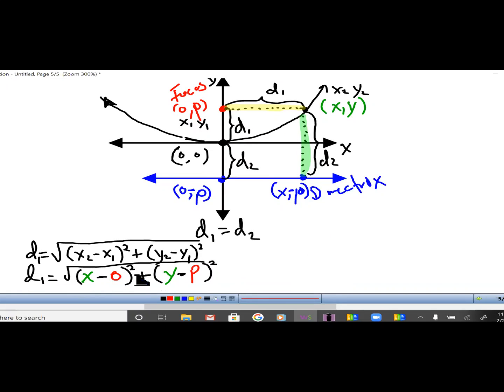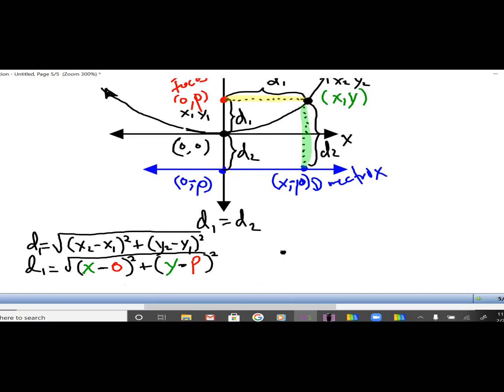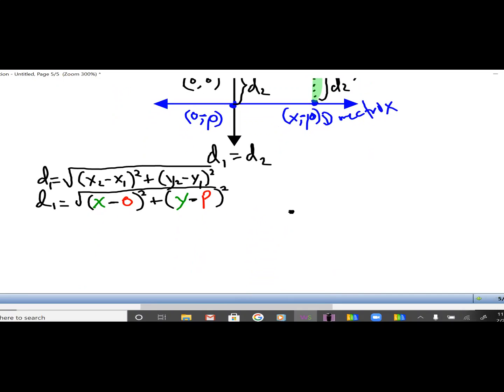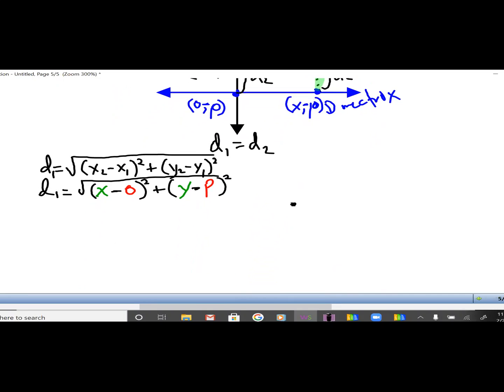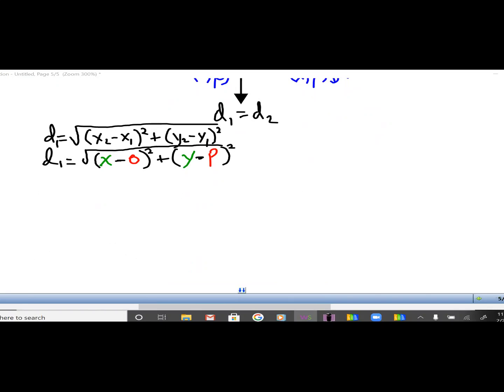And once again, I got those two values from these 2 points. This point, which is the focus, and the point x, y right here. Okay, I'm using this distance for distance 1. Okay. All right, I'm gonna scoot up. So let's continue developing this distance right here.